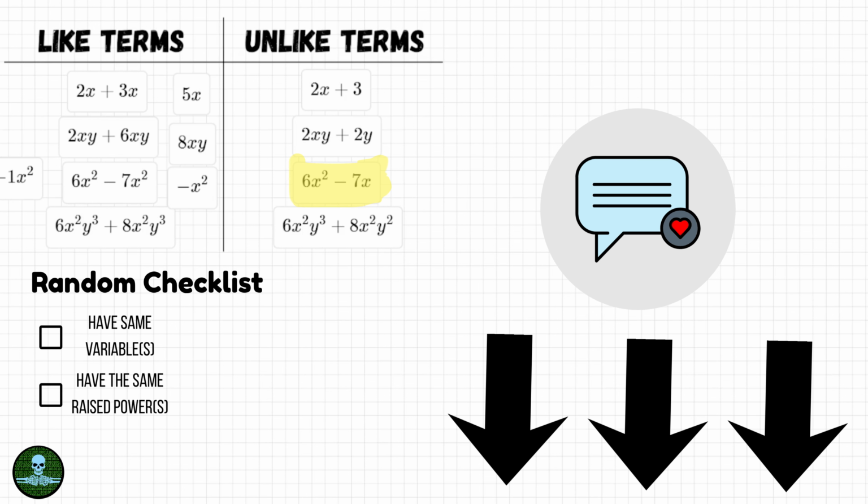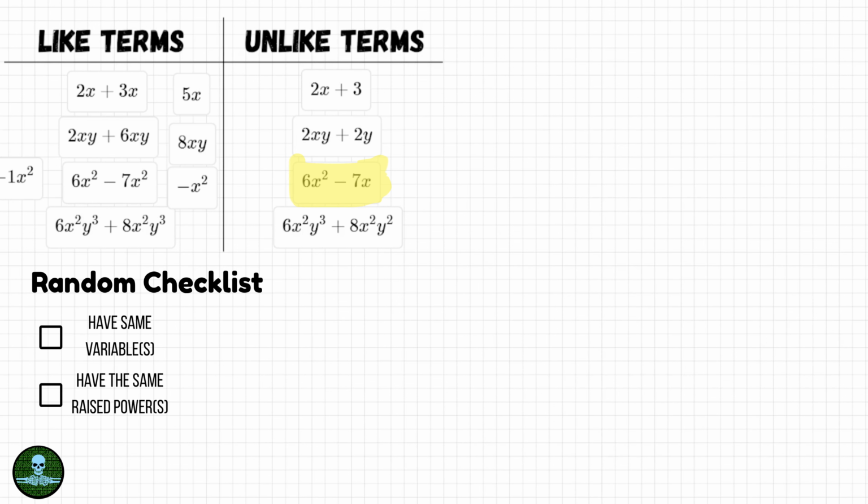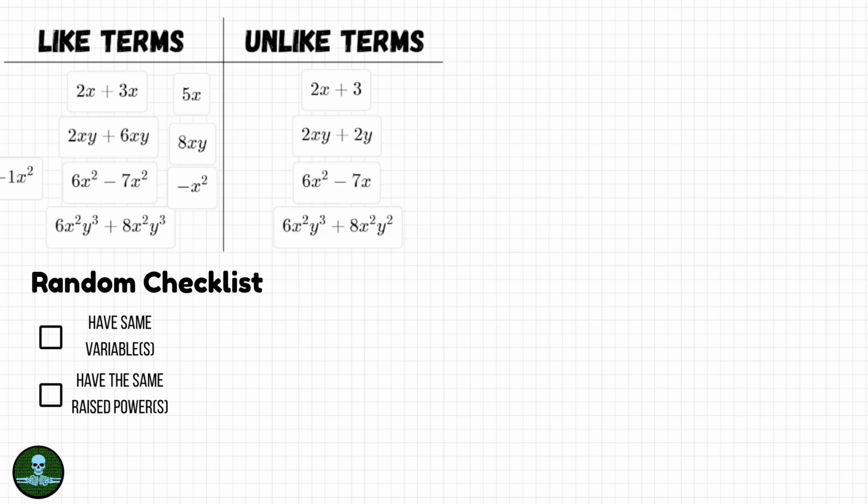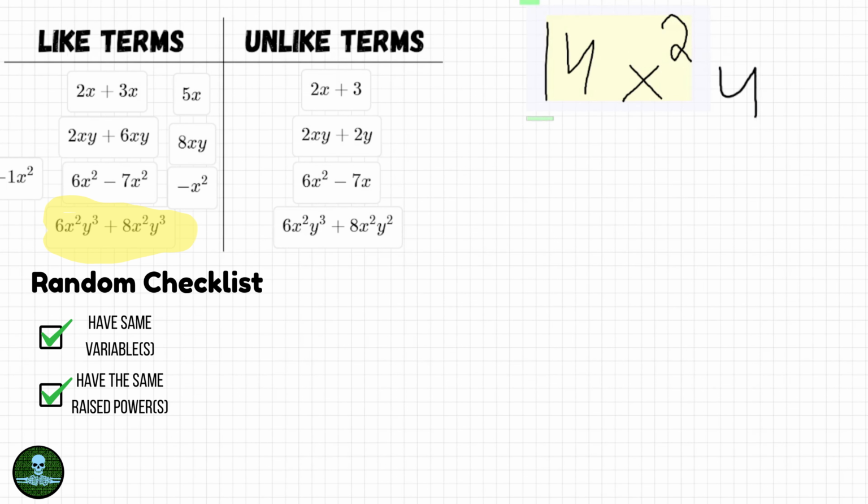In the fourth row, we have, oh my god, multiple variables, multiple exponents. Oh no. Anyways, we have 6x squared y cubed plus 8x squared y cubed. Okay, let's go through our checklist again. Exponents are the same, right? Variables are the same. Coefficients do not matter. So you can combine them. Well, what's 6 plus 8? 14x squared y cubed. Alright.